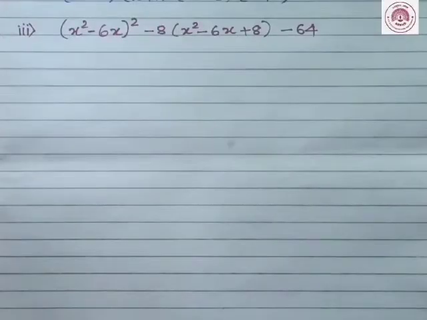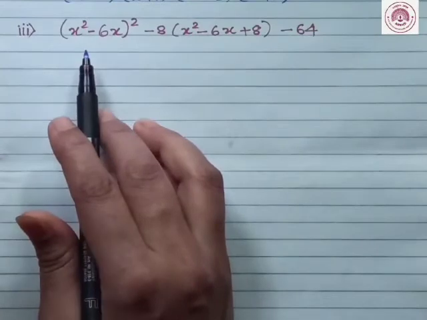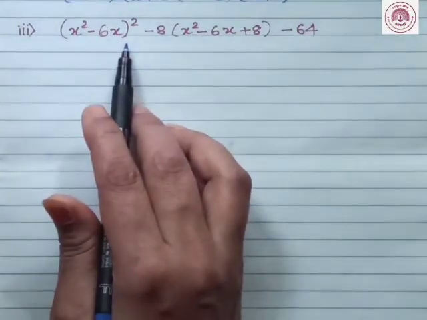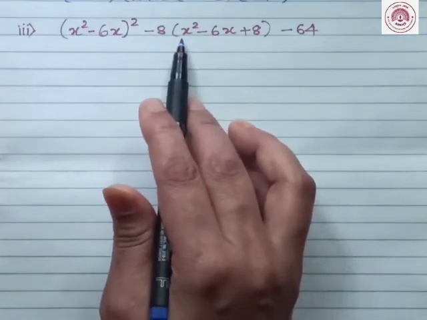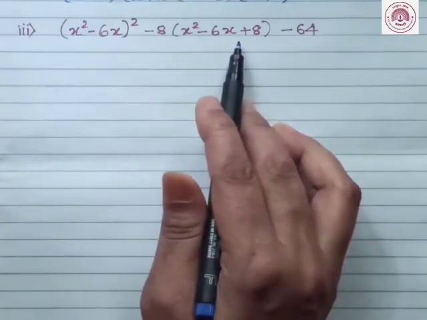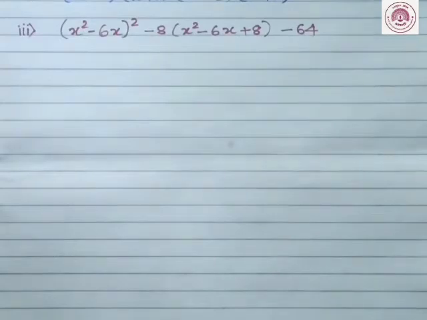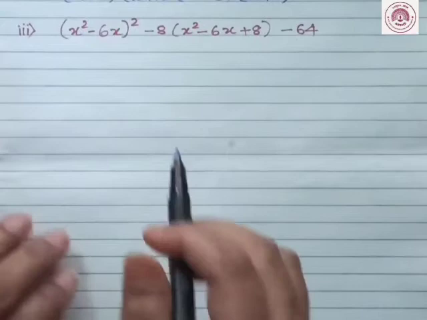Now let's solve question number 3. The polynomial here is (x² − 6x)² − 8(x² − 6x + 8) − 64. This is the polynomial given and we have to find its factors.